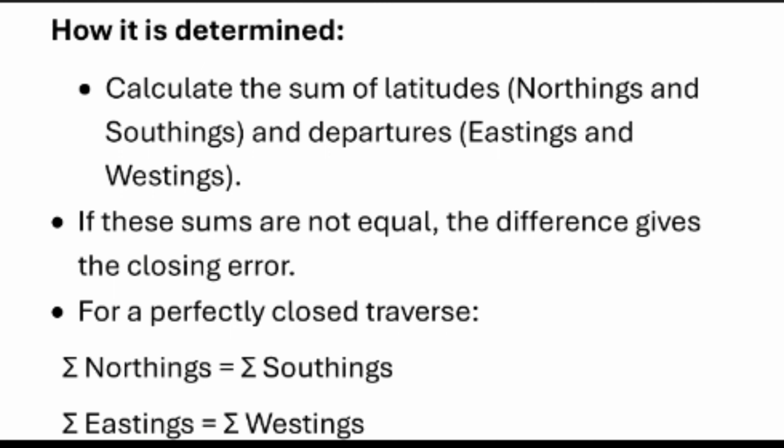So how are we going to determine it? We have to calculate the sum of the latitudes and departures. Latitude is the north-south direction, and departure is nothing but the east and west direction values. And in that, if the sum is not equal, we have to go for the difference as the error. The sums should always be equal, horizontal and vertical. If not proper, it has an error.